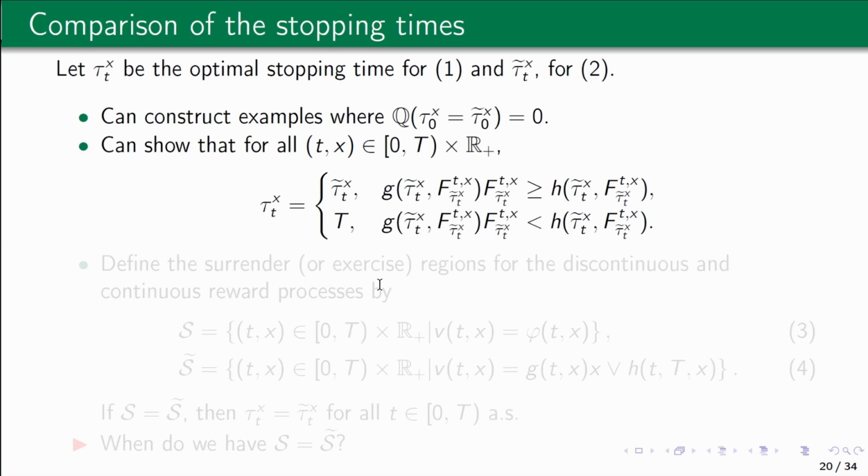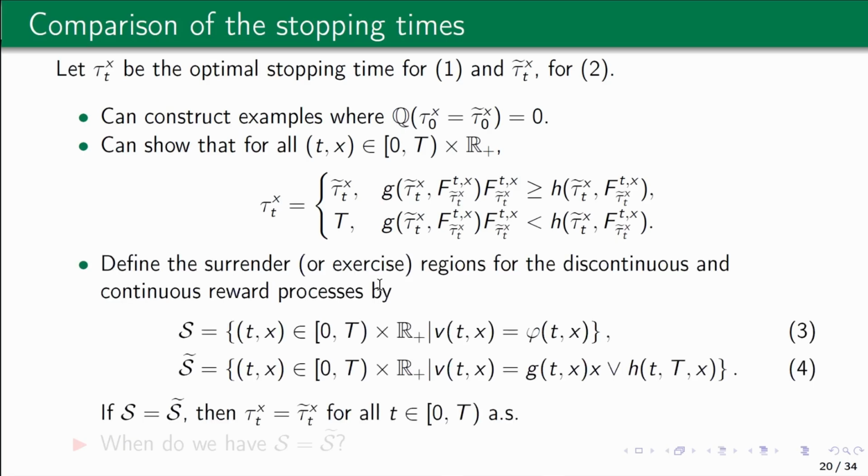To show that this is true, what we want to know is when the surrender regions coincide. The surrender regions are the complement to the continuation region, and in this case, it's really when the value function and the reward process coincide. If these two coincide, then the optimal stopping times will coincide at all times. We'll see later that when I have a nice, well-behaved problem, then they will coincide. But it's not always the case.